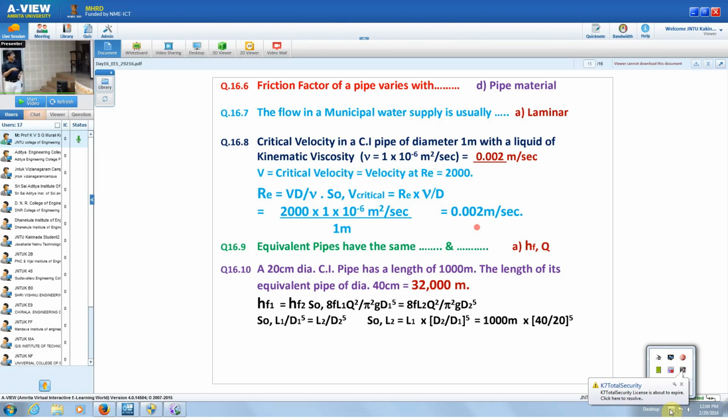The same thing is told in this question number 16.10. A 20 centimeter diameter cast iron pipe has a length of 1000 meter. The length of its equivalent pipe of diameter 40 centimeter is equal to dash. The question is simple. There is a 1 kilometer long pipe. First use common sense only. Think and then try to do something. That only will help you.